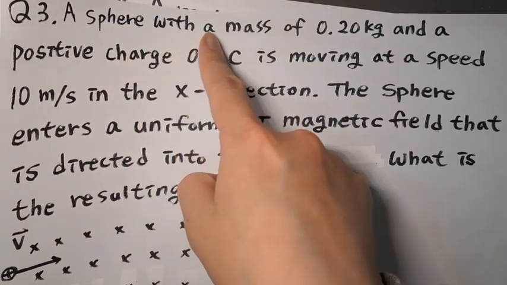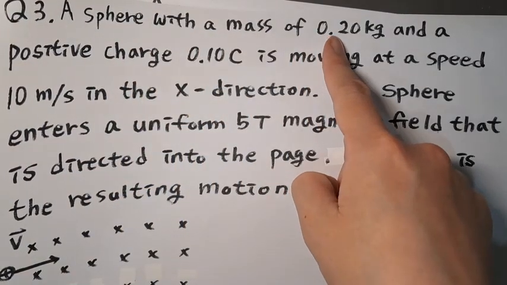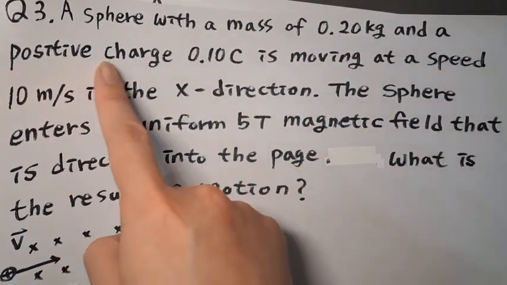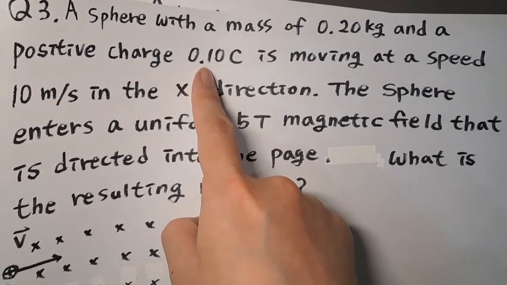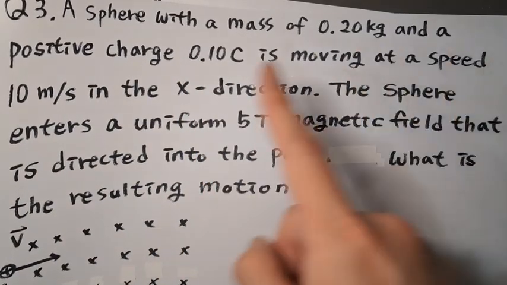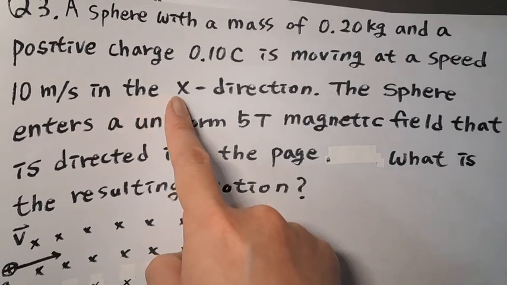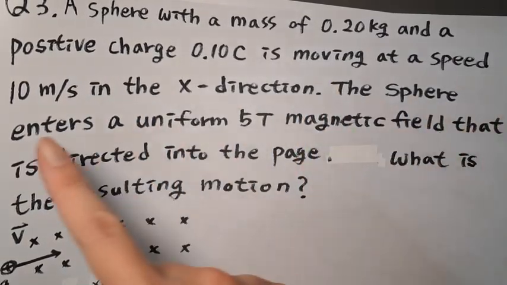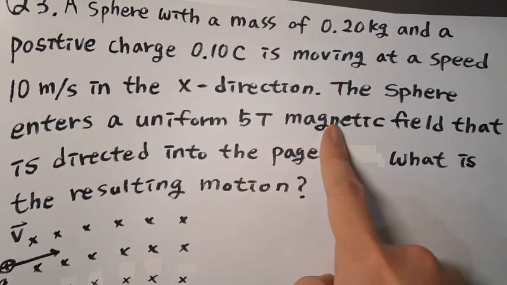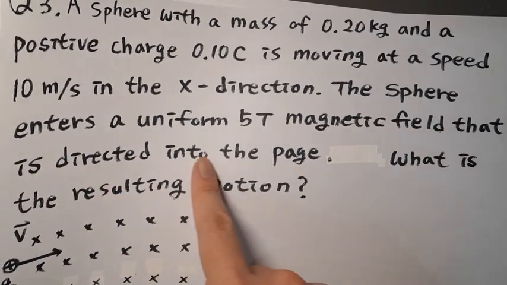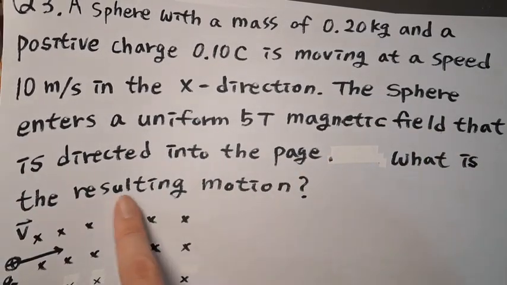A sphere with a mass of 0.20 kg and a positive charge 0.10 coulomb is moving at a speed of 10 meters per second in the x direction. The sphere enters a uniform 5 Tesla magnetic field that's directed into the page. What's the resulting motion?